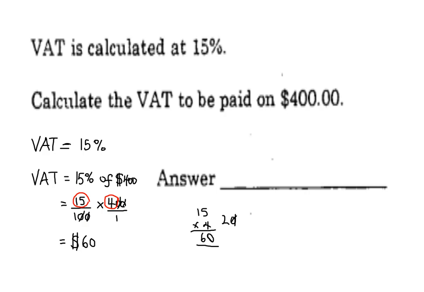They asked us in particular for the VAT to be paid, so we don't need to go and add it to the bill. We're just going to tell them your VAT is $60. If they had asked us for the total bill with the VAT included, then you would add the $60 to the $400 and get 460. But this is what your answer is: you're going to simply state the $60, and that's our VAT.